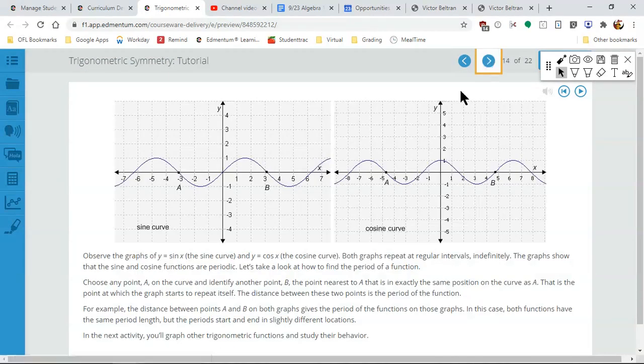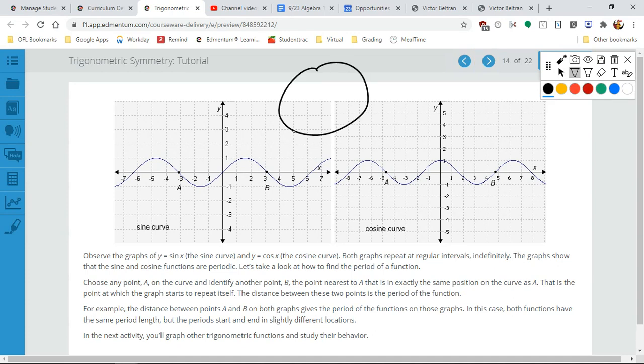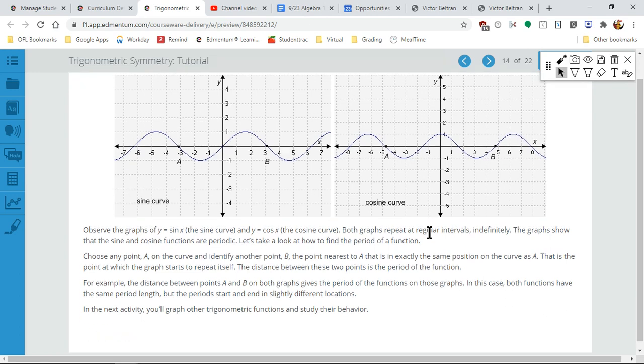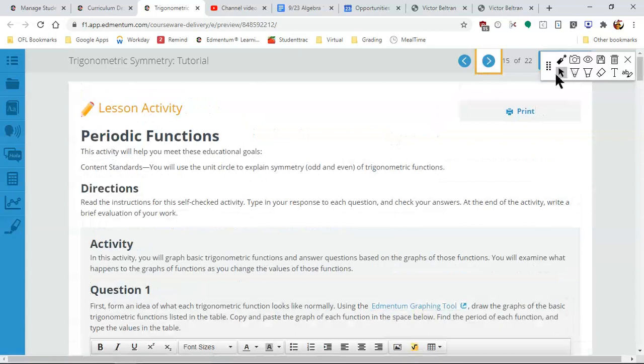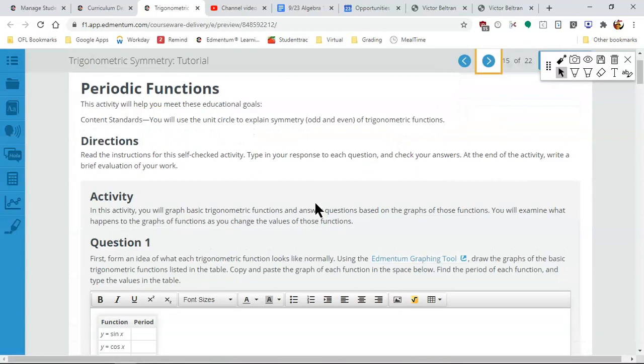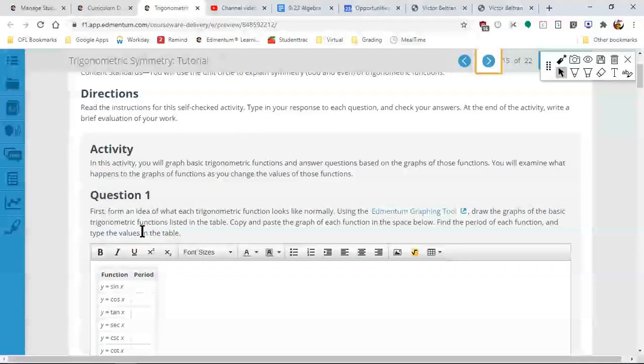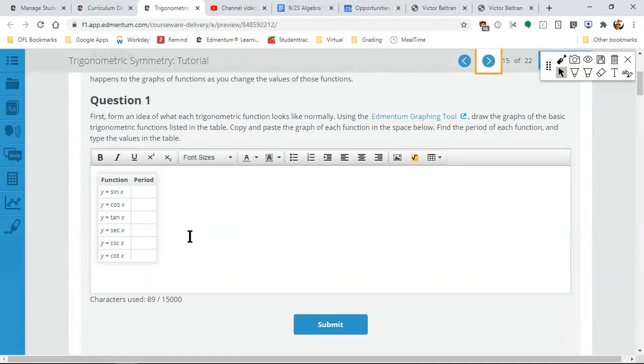All right, so let's see what we're doing. Again, here's our sine function. It starts at 0. If we look at a unit circle, at 0 degrees our sine value is 0, and then it goes up and down and up. Cosine starts at 1, like I showed before. And then let's get to work on this unit activity. This one, first form an idea of what a trig function looks like.